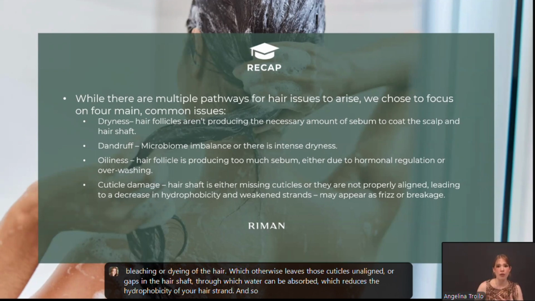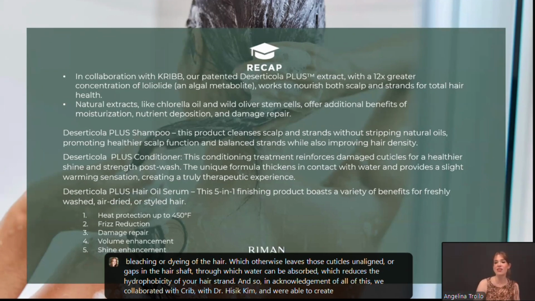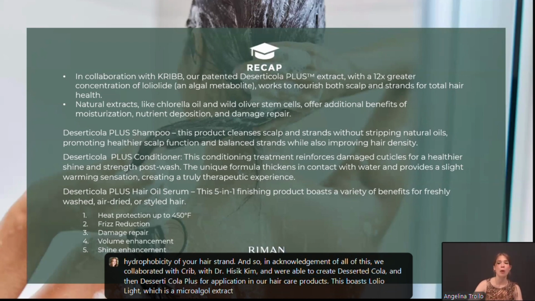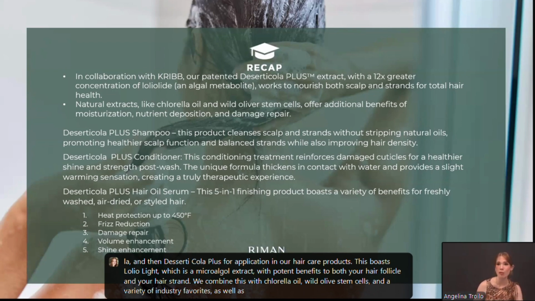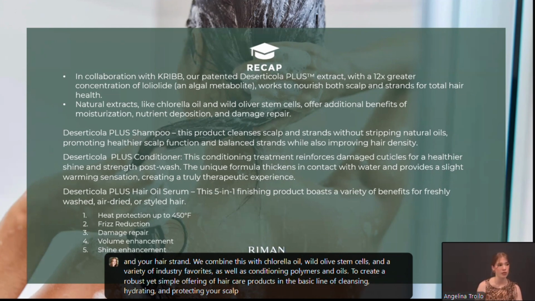And so in acknowledgement of all of this, we collaborated with Crib, with Dr. Hee-Sik Kim, and were able to create Deserticola and then Deserticola Plus for application in our hair care products. This boasts loleolide, which is a microalgal extract with potent benefits to both your hair follicle and your hair strand. We combine this with chlorella oil, wild olive stem cells, and a variety of industry favorites, as well as conditioning polymers and oils, to create a robust yet simple offering of hair care products in the basic line of cleansing, hydrating, and protecting your scalp and your hair strands.